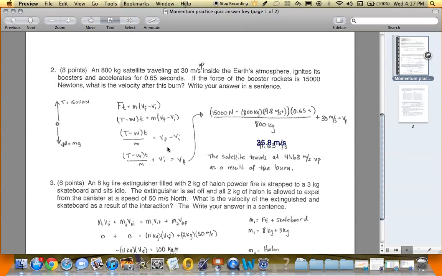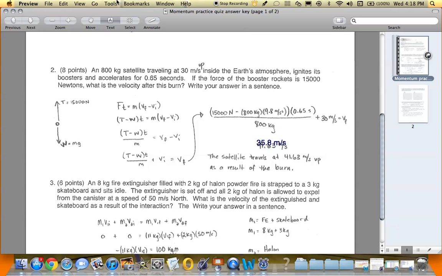Now remember, what you should always try and do first is the algebra first. So if you look at this, I divided by m to get it to the other side, and then I added vi to get vf alone. And once you do that, it's just plug and chug. You should end up with 35.8. So this number right here should say 35.8. I messed up on my calculator the first time I did it. So this number right here should be 35.8.